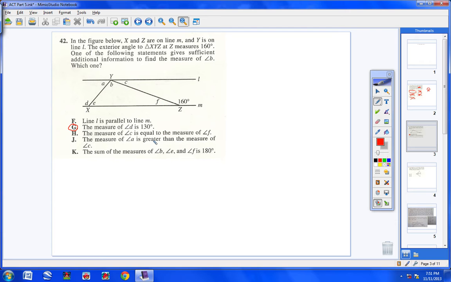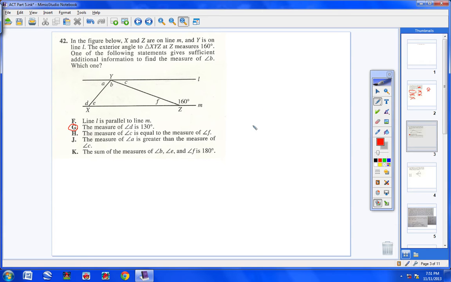Or equal to F. That might have helped in the long run with a bunch of playing around with it. Or the measure of angle A is greater than the measure of C. But the bottom line is this, that's the best answer. And they're looking for the best answer. As soon as you know what D is, you know what E is, you know what B is.